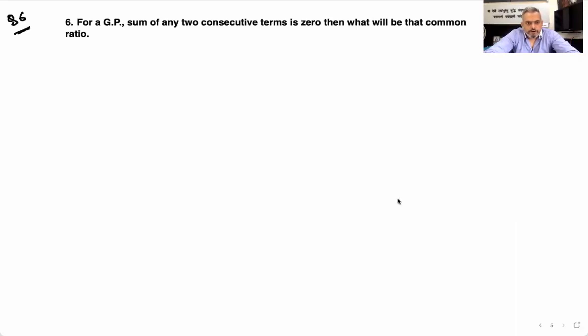Now, for a GP, the sum of any two consecutive terms is 0, then what will be the common ratio? Now over here, it means what? So we go for the first method.